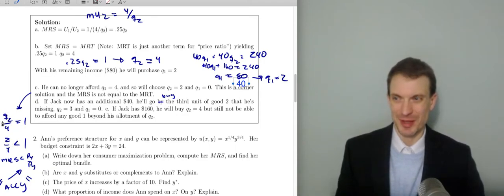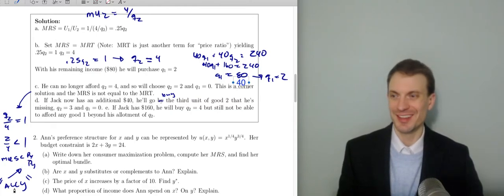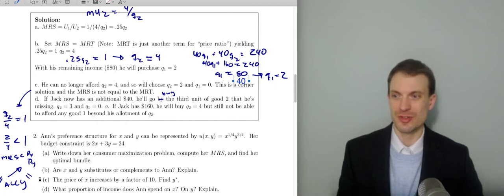Clearly, at the optimal bundle that Jack's getting, this is 2, so this is going to be 2/4. This is 1/2, which is less than 1. So the MRS is less than the price ratio. Wait, that's our alley solution. Remember our econ friends, Alex and Allie? This is our all Y solution.